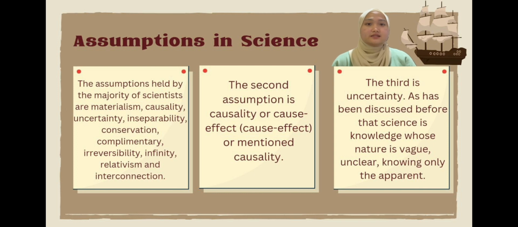The third is uncertainty. As has been discussed, science is knowledge whose nature is vague and unclear, knowing only the appearance. What is certain in science is uncertainty. It is impossible to know everything about anything, but it is always possible to know more about anything. Science no longer seeks perfect accuracy and omniscience, only better accuracy and more knowledge.